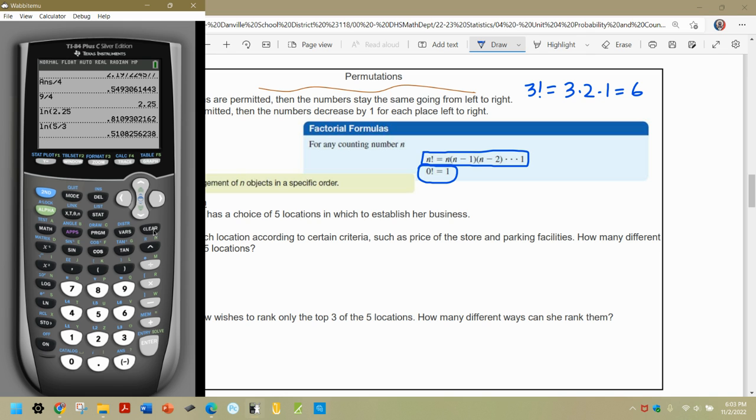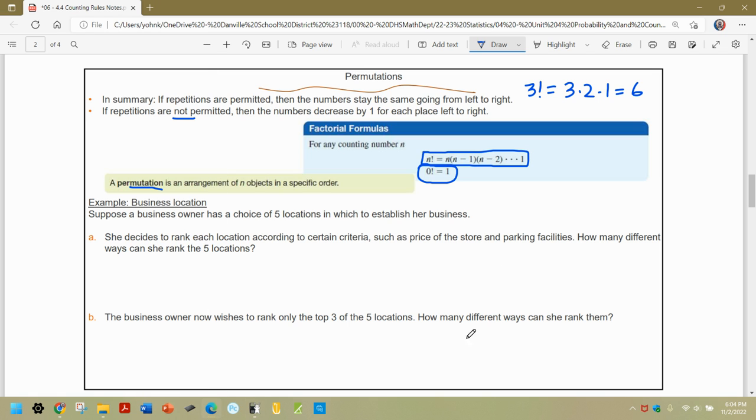So if you grab your calculator and you go to math and you go to the right to prob, right there on number 4 is the factorial button. So let's see, I'll do 3 factorial. So I'm going to type 3, I'm going to hit math, I'm going to go to prob, I'm going to go to number 4, factorial, and hit enter. So 3 factorial equals 6, just like we calculated.